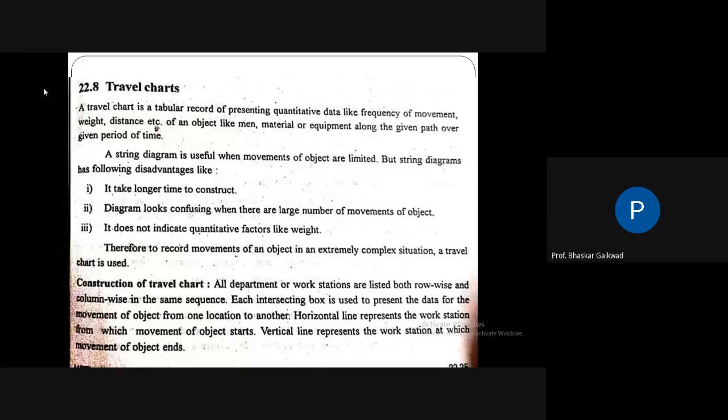A travel chart is a tabular record presenting quantitative data like frequency of movement, meaning how many movements within a few seconds, weight, distance, the frequency of movement.